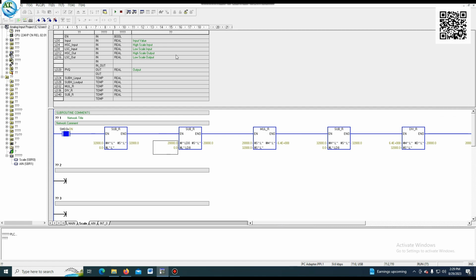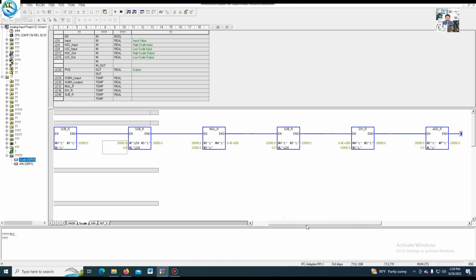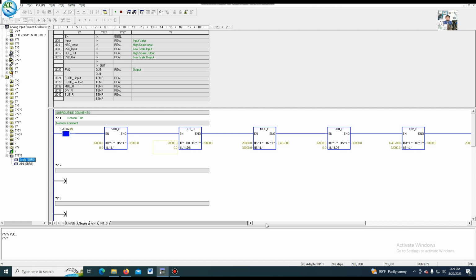So dear friend, I have successfully completed the subroutine numeric scale. That means I want to display the analog display. I will show it step by step. It is one step of the analog display system. In the next video I will show how we can make an analog input for the S7-200 CPU.